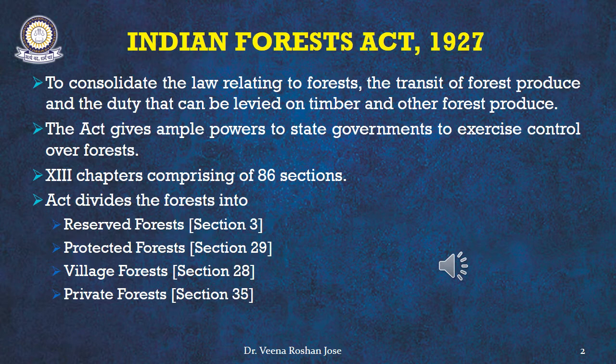And this act gives ample powers to the state governments to exercise control over the forest. So, state governments were given a lot of power under this statute, especially with regard to the transit of forest produce, the permission to be granted, then duty can be levied on timber as well as other forest produce. All these powers were given to the state government under this particular statute. And the structure of the statute is like this. It comprises 8 chapters with 82 sections.